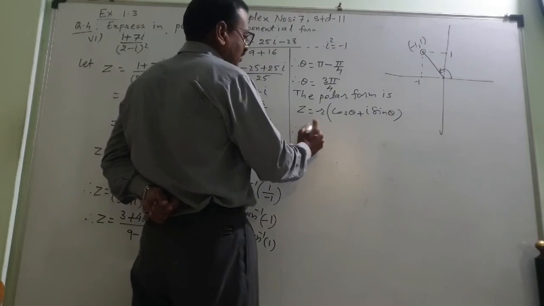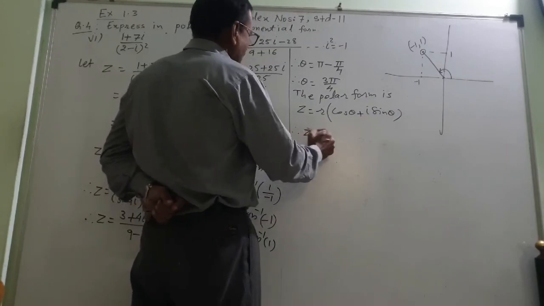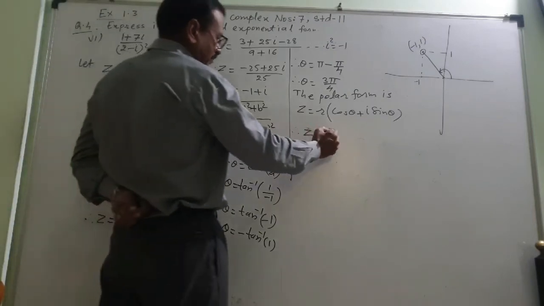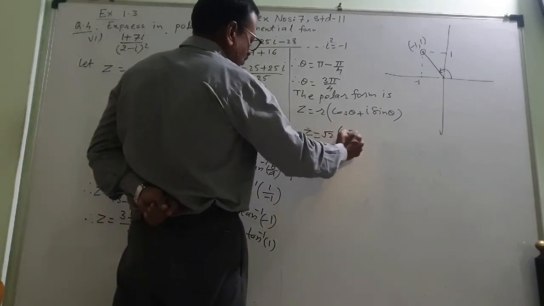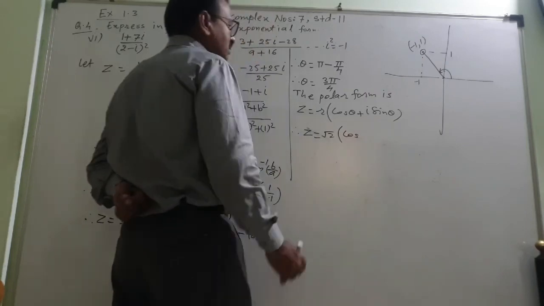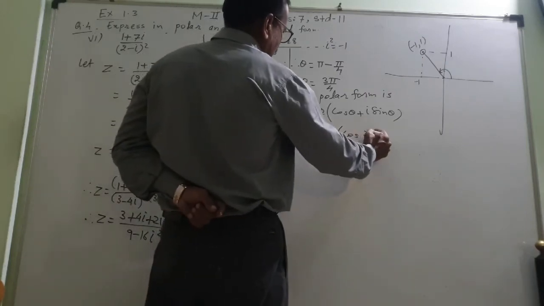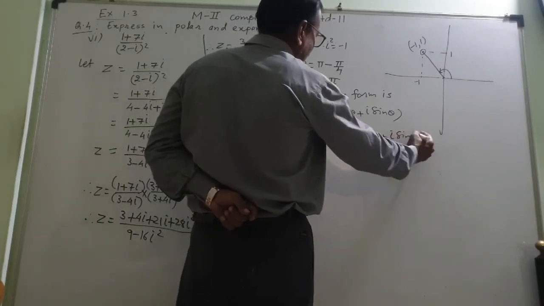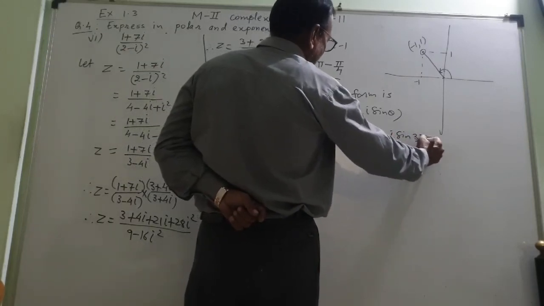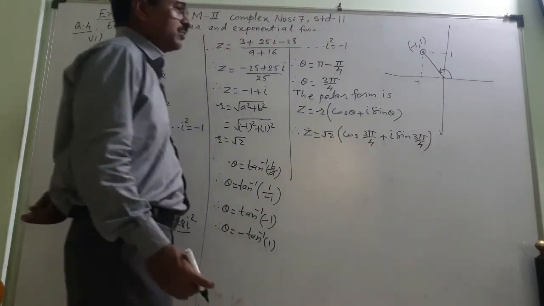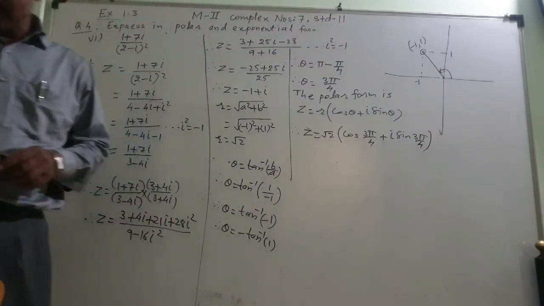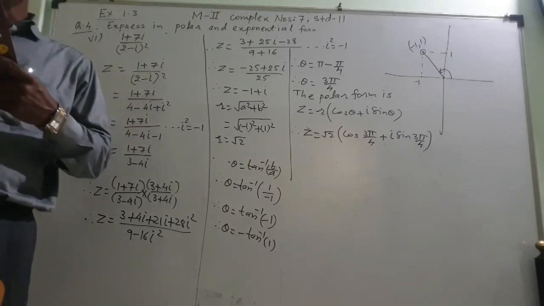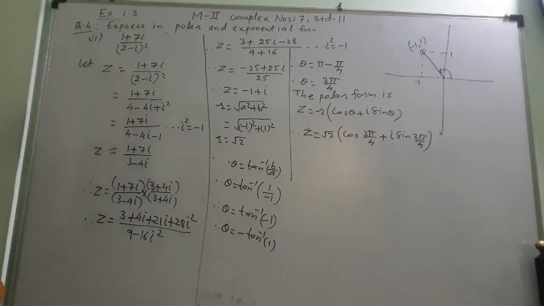Therefore, Z is equal to, r is how much? R is root 2 into cos of theta, which is 3 pi by 4, plus i into sine of theta, theta is 3 pi by 4. So hope that you will do with this knowledge, and then in the next video exponential form is remaining.